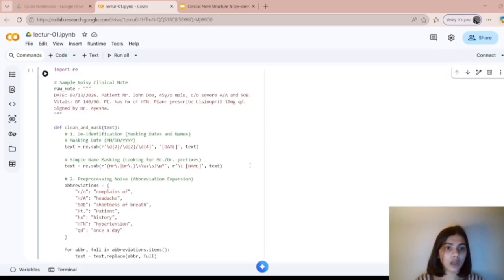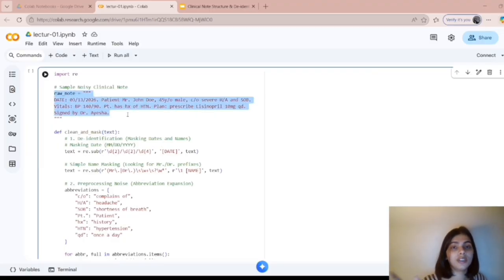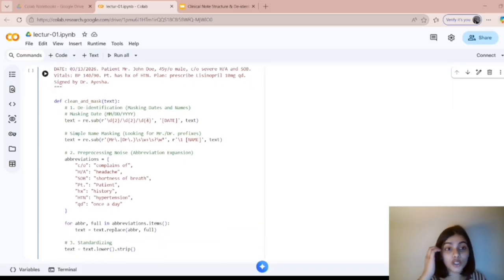Okay, so first thing, we're importing the re. Re is basically regex, regular expressions, which acts like a find and replace tool on steroids. If we look here at the code, we're importing the re. This is your raw note. This is the raw note you're getting. This is what you noted. This is your clinical note, you could say. And now what we're gonna do with this, we're gonna clean this and we're gonna mask this text.